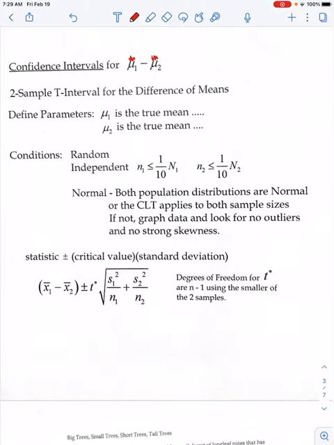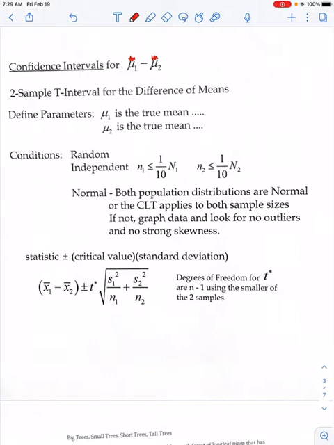Conditions: it needs to be random, independent for both sample sizes, and normal. Either both population distributions are normal or the CLT has to apply to both sample sizes. If not, graph the data and look for no outliers and no strong skewness.